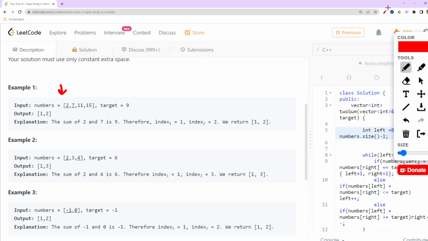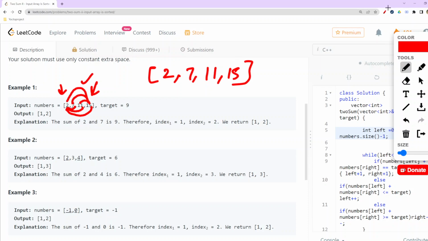We could use two pointers in opposite directions, and we could check all possible pairs which could be there, like this, and this could be like this. These are the pairs which could be generated. That's what I'm saying. If we have 2, 7, 11, 15, then these are the possible pairs with 15, and these are the possible pairs with 2.